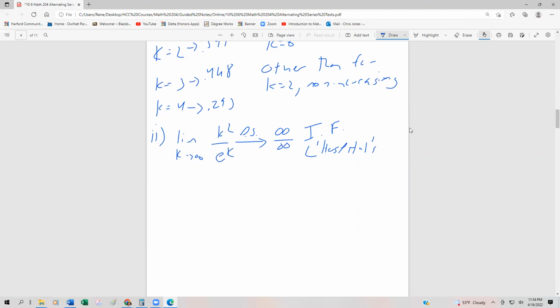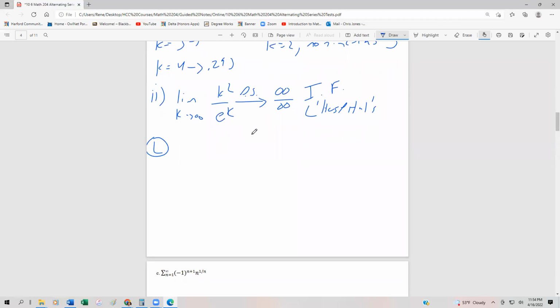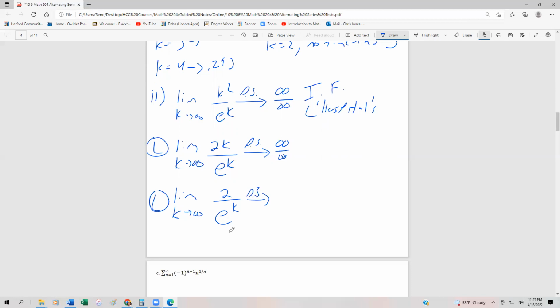All right. And remember, L'Hopital's rule says you take the derivative of the top and the derivative of the bottom. So when I do it, I just put an L in the circle. And now I'm going to have the limit as k approaches infinity, derivative of k squared, 2k, derivative of e to the k is e to the k. And once again, by direct substitution, we have infinity over infinity. So we're going to use L'Hopital's rule one more time. And we have the limit as k approaches infinity of 2 over e to the k. Again, derivative of the top, derivative of the bottom. This time by direct substitution, we get 2 over infinity, which is going to be 0.